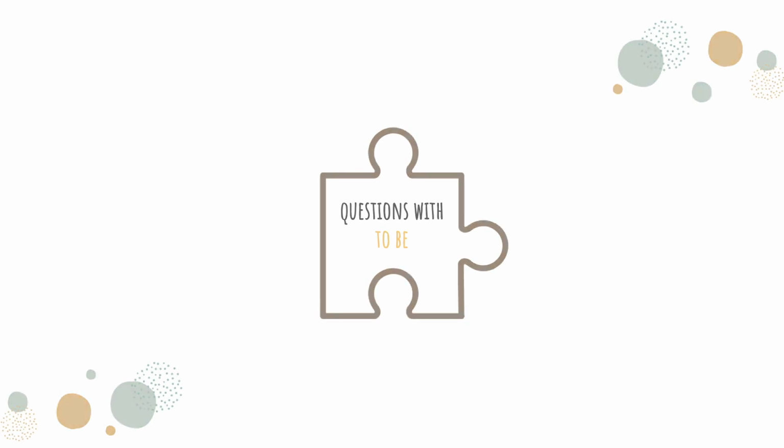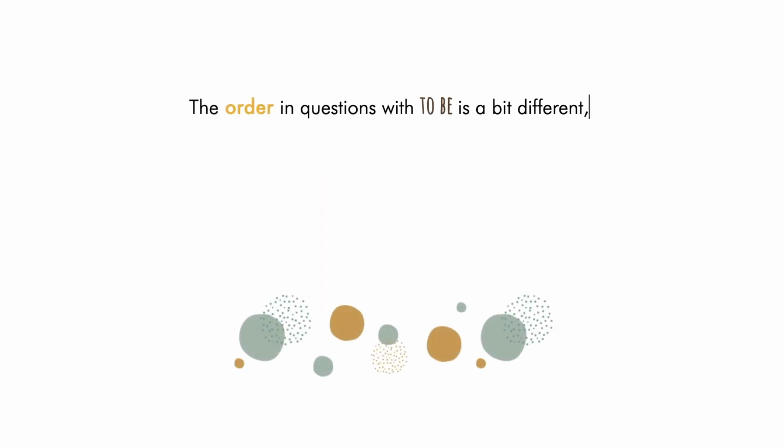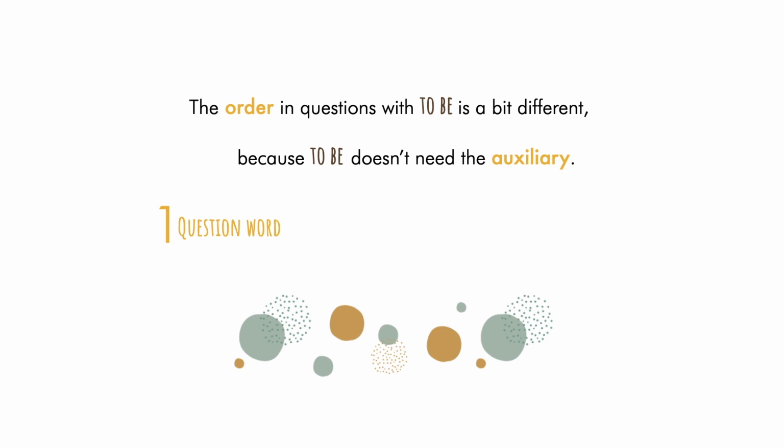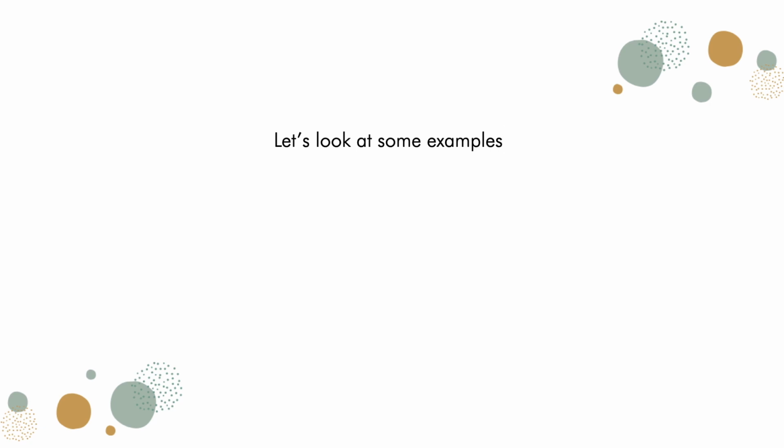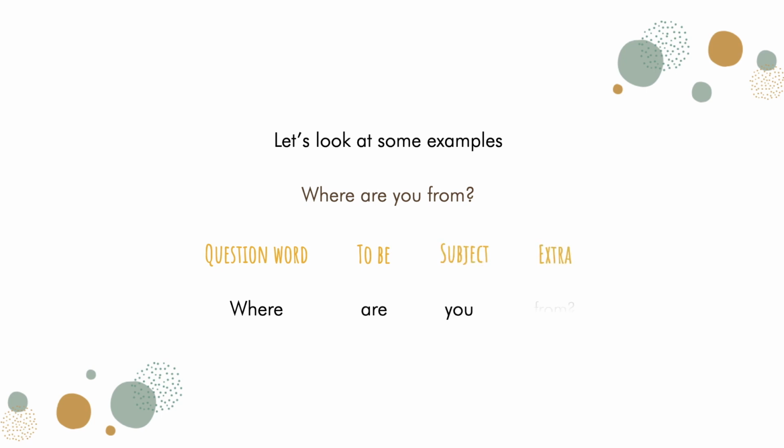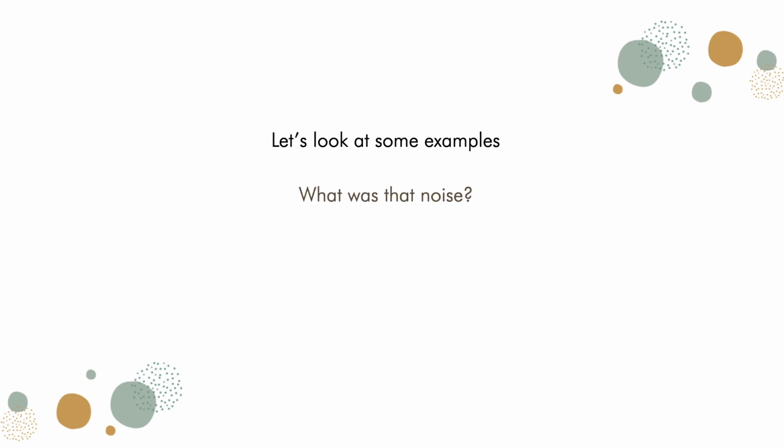Questions with to be. The order in the questions with to be is a little different because to be doesn't need the auxiliary. So the first word is a question word. The second one is to be. The third one is the subject, and the fourth one is anything extra. For example, where are you from? Question word, where. To be, are. Subject, you. Extra, from. What was that noise? Question word, what. To be, was. Subject, that. Extra, noise.